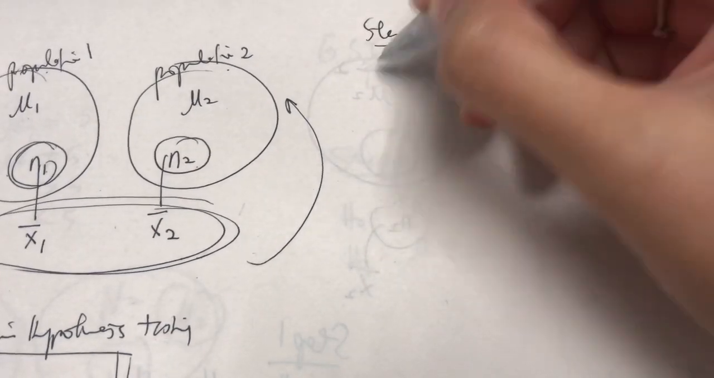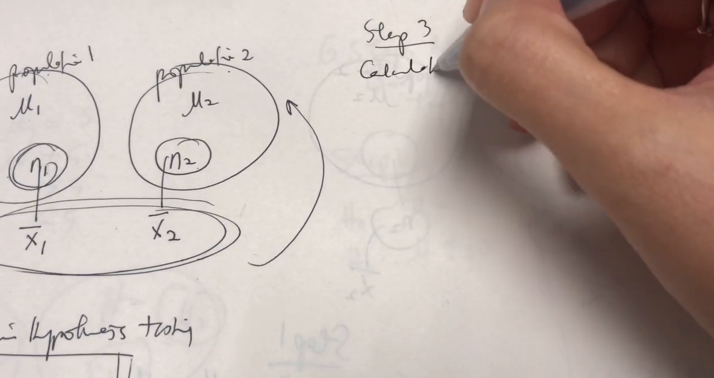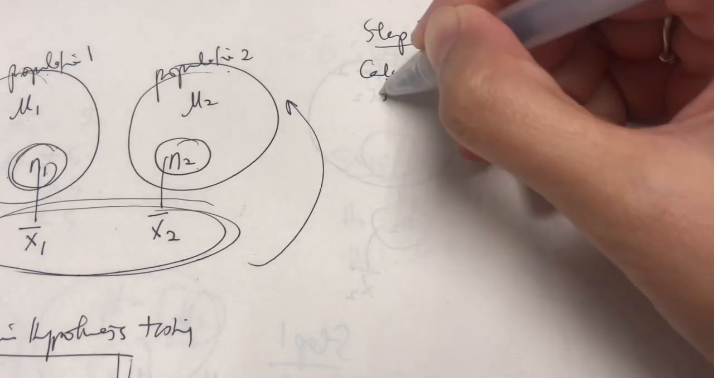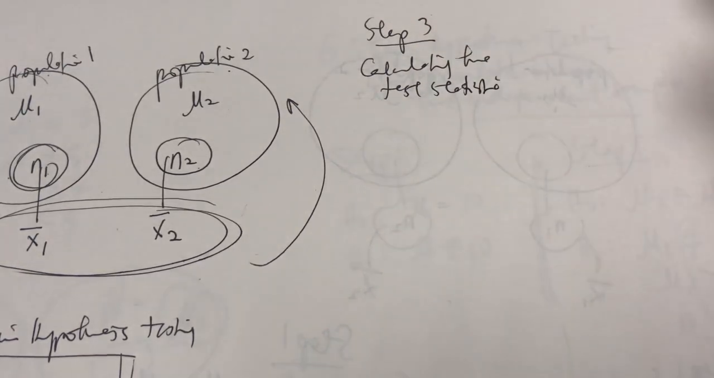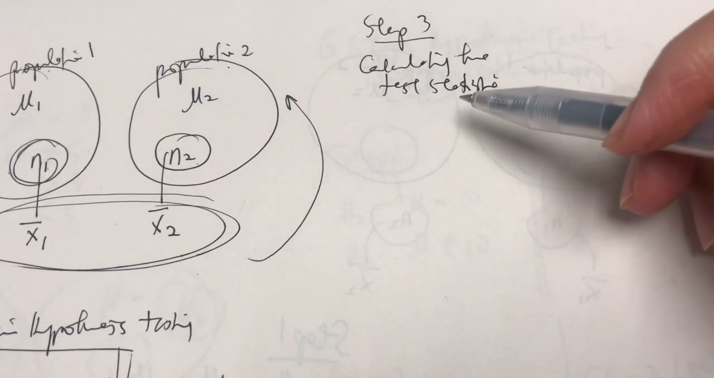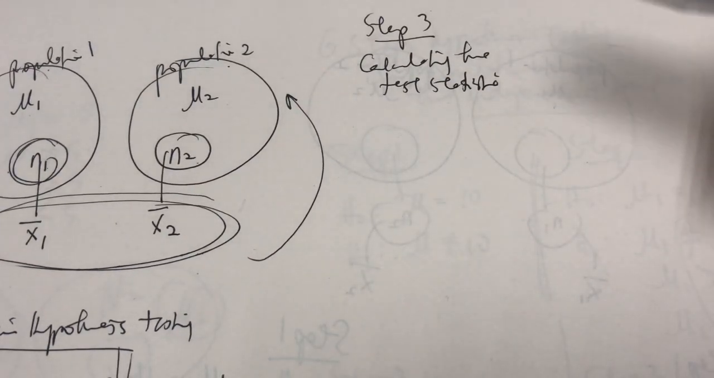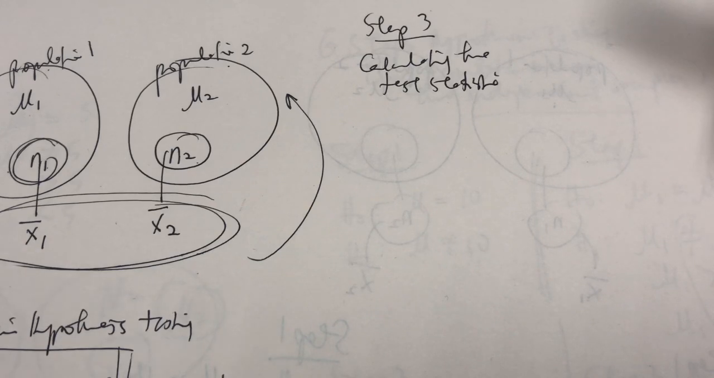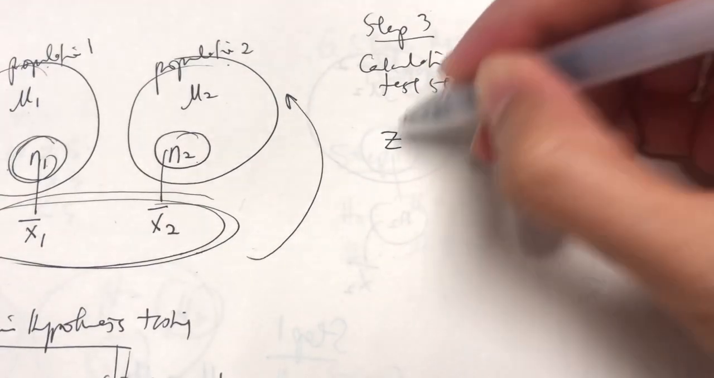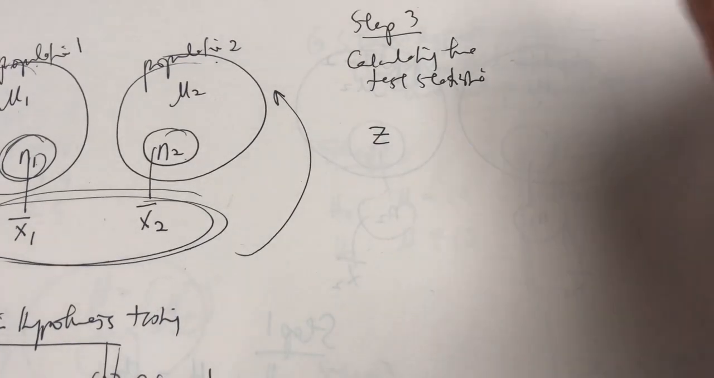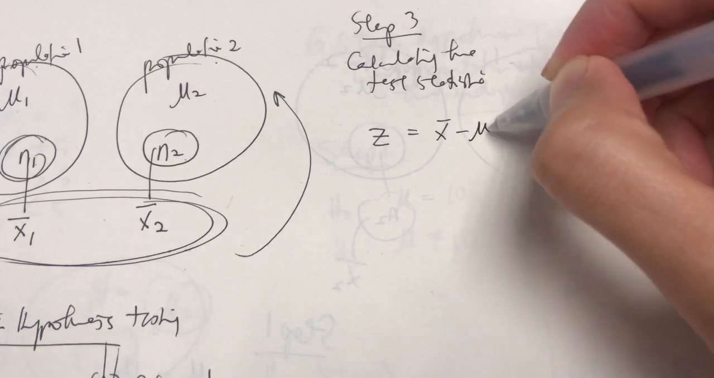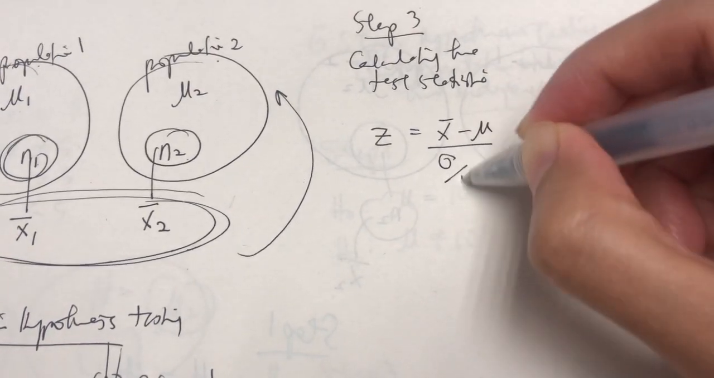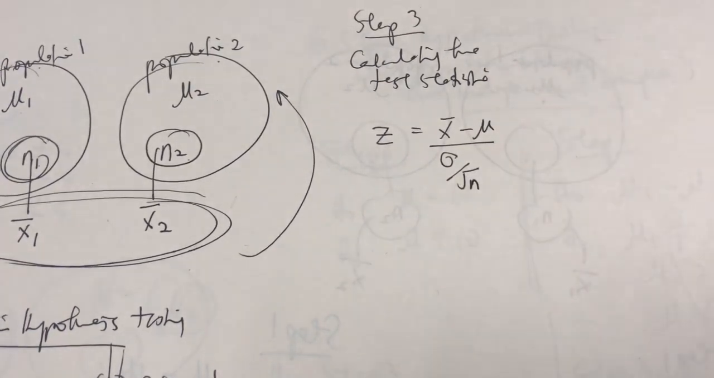Step 3 is calculating the test statistic. It depends on two factors, actually. One is whether we know the population standard deviation, and the other is whether the sample size is large. In that case, we use Z as the test statistic for a 1-sample test. So how do we calculate that? X bar minus mu over sigma over the square root of n.